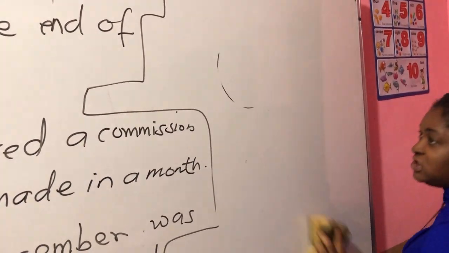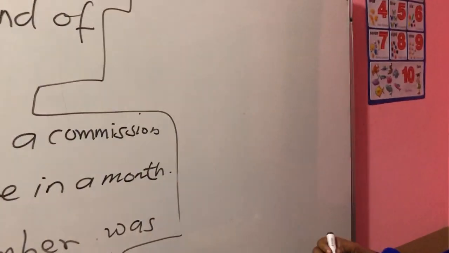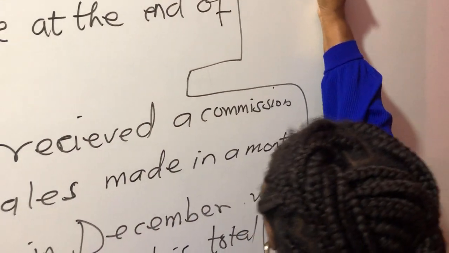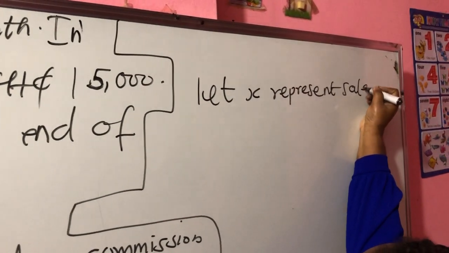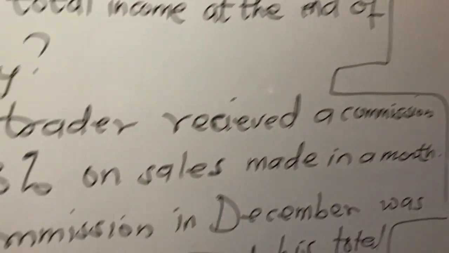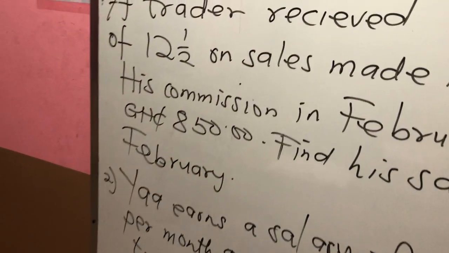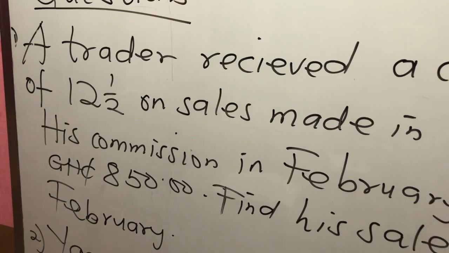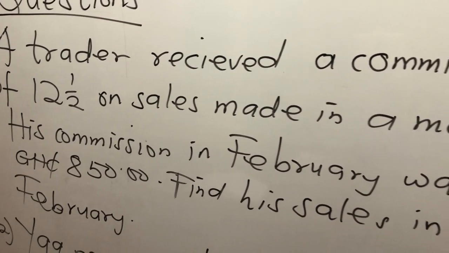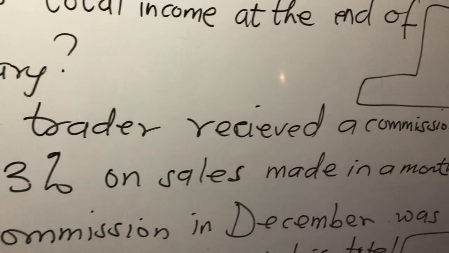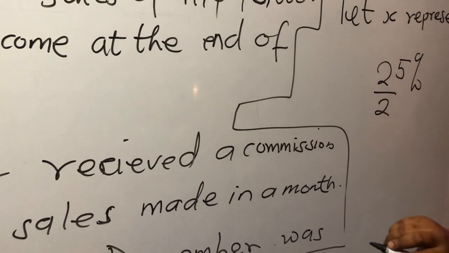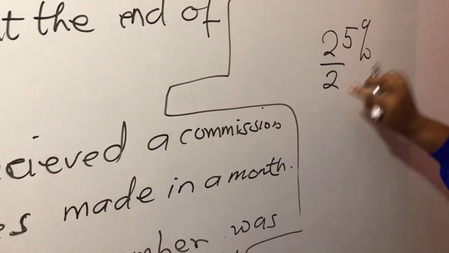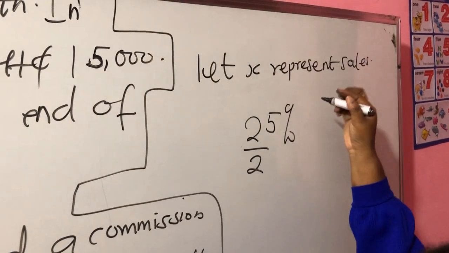Because you want the teacher to know that you know what you are doing, you write: let X represent sales. Okay, so now he made 12.5%. Let's change this mixed fraction to an improper fraction, so we have 25 over 2 percent on the sales.